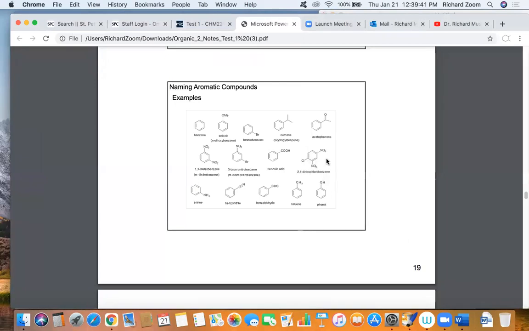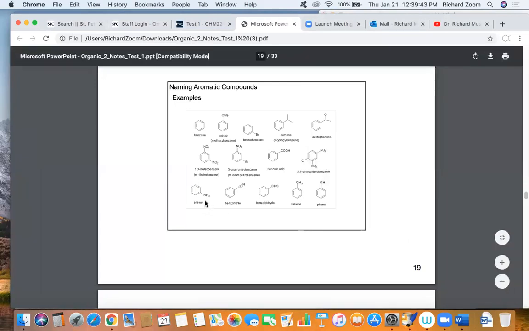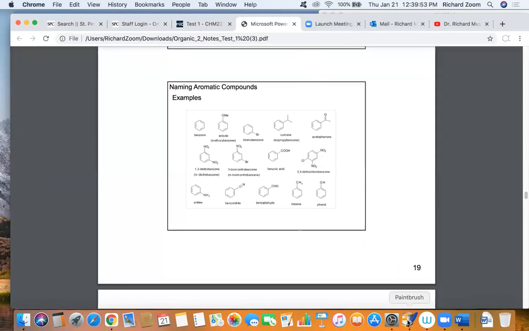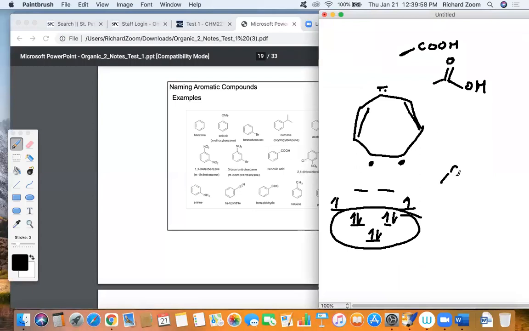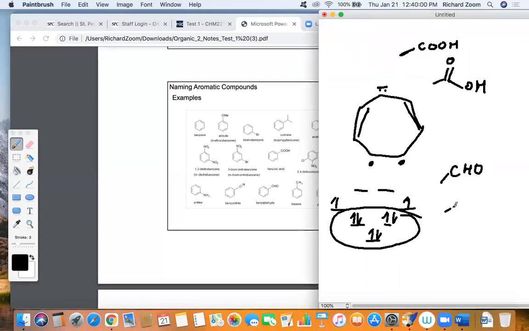2,4-dinitrochlorobenzene. It would be what this one's called. Aniline for the NH2, benzonitrile for the C-triple bond N, benzaldehyde for the CHO. Now, when you see CHO, you should interpret it like this. We've got C-double bond O connected to a hydrogen. Okay, any questions so far?